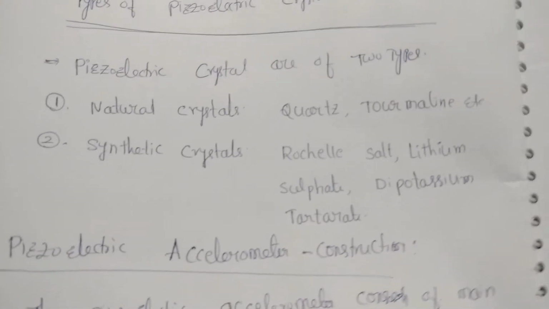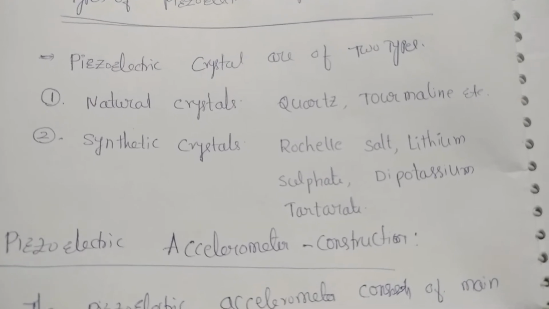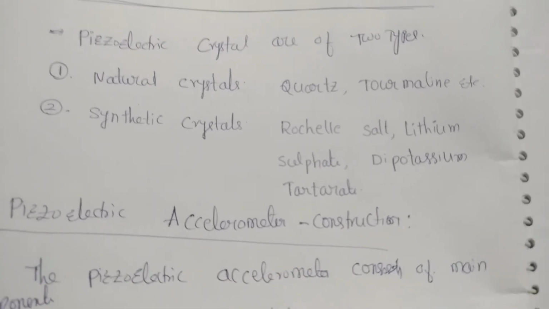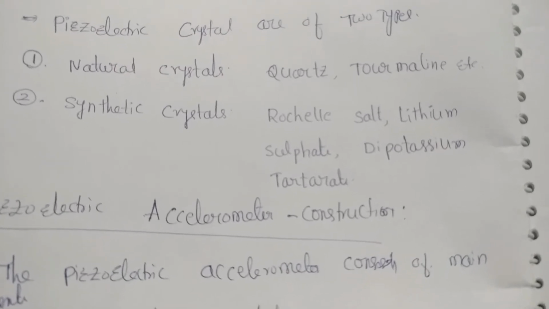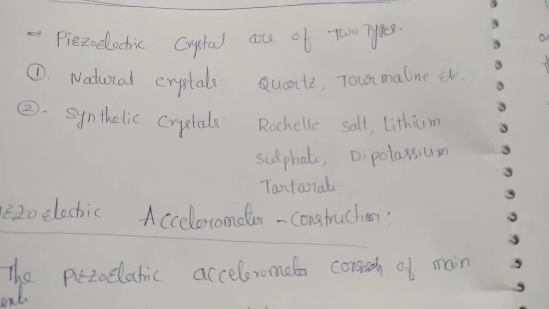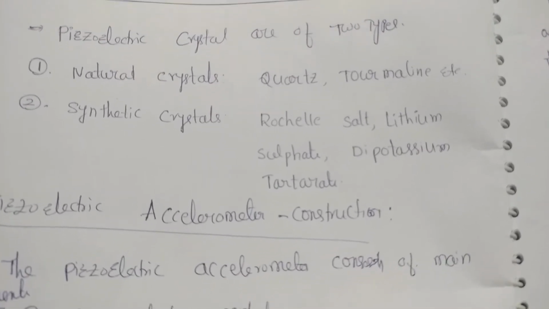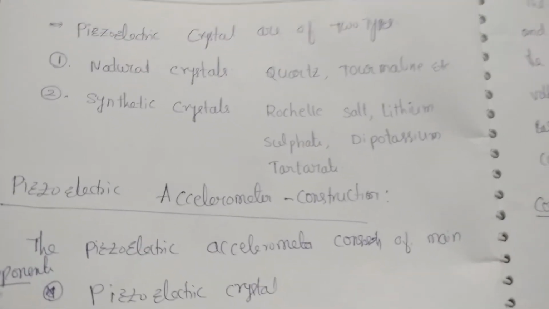The most important and commonly used piezoelectric material is quartz crystal. It is a naturally available material, so the stability of the crystal material is very high. Among naturally available crystals, quartz crystal is normally used in piezoelectric transducers.